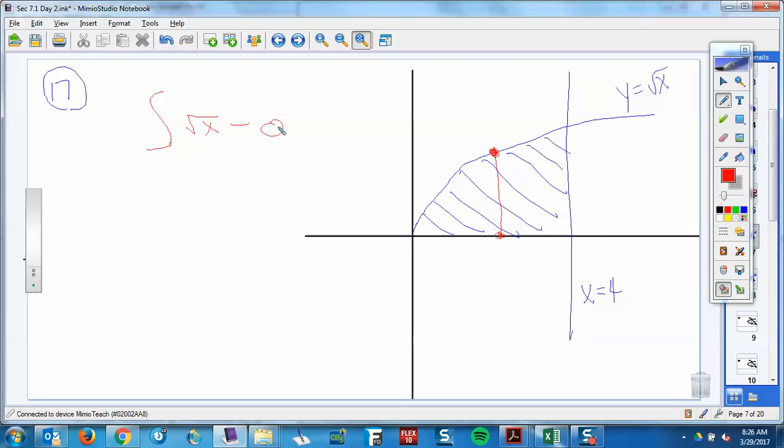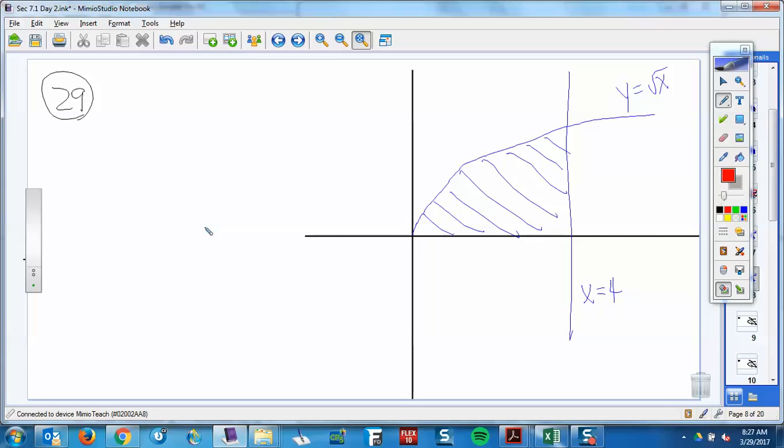A lot of times I will write that in there: top minus bottom, just to remind myself I'm doing top minus bottom. You don't have to have the 0 in there. And then that goes from where to where? 0 to 4. What do you get when you type that in? 1630.